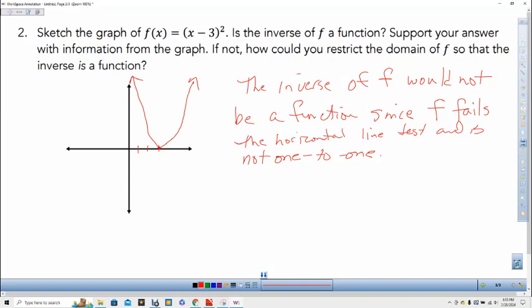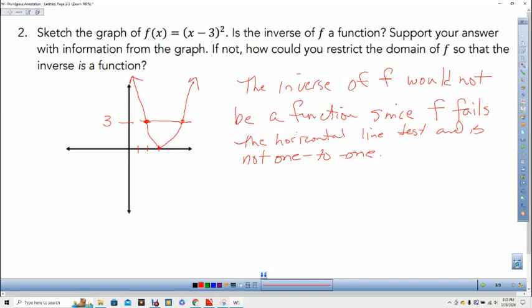All right, and your support for the graph would be something like if y equals 3, we're going to have a value there and there. So it would have two x values that would give me the same y value, or two x values from one y value on the inverse. All right, so it's not. So how could you restrict the domain of f so that the inverse is a function?